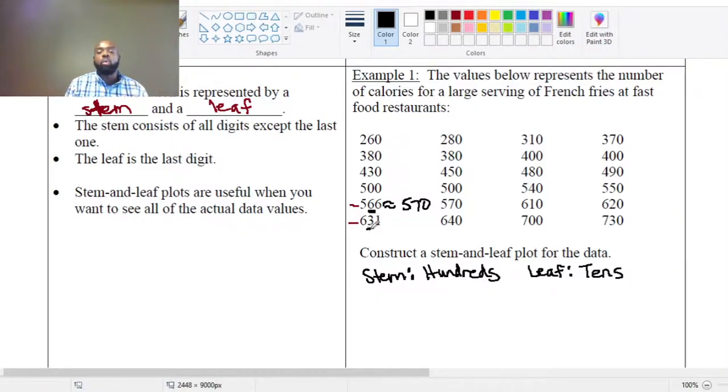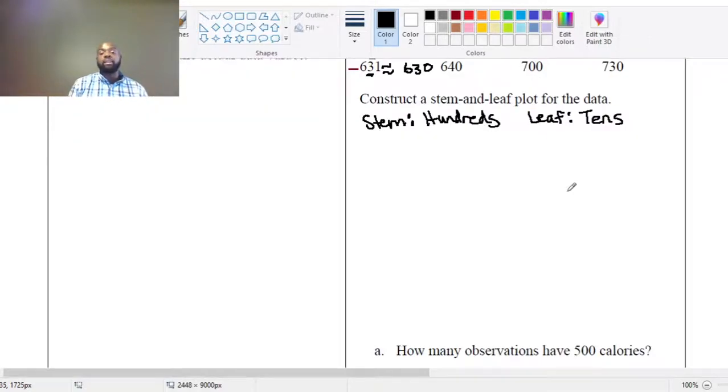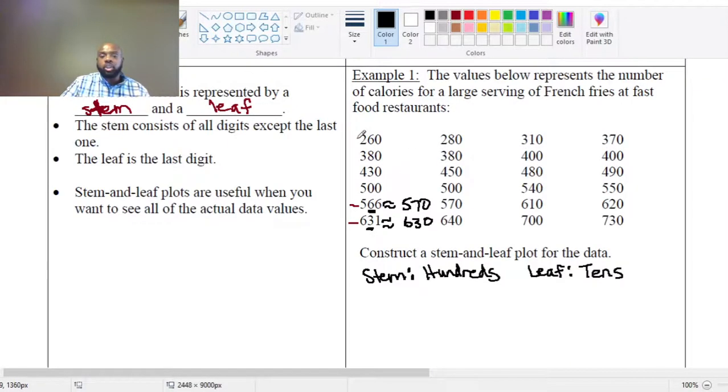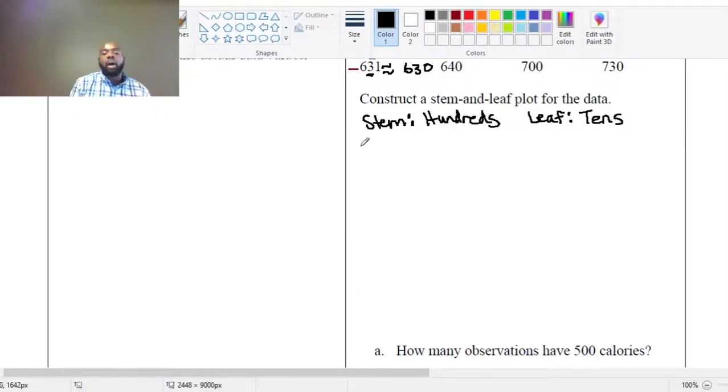And then 631, I'm going to say that's approximately 630 because that rounds down, because that 1 is definitely less than 5. So I'll keep that 3 there. And that's what I'm going to use in my stem and leaf plot. And so the way we write stem and leaves, I'm going to do it vertically, right? All of my hundreds are going to go first. I have numbers in the 200s, 300s, 400s, 500s, 600s, and 700s, right? And so I'm going to put in vertically 2, 3, 4, 5, 6, and 7, right?